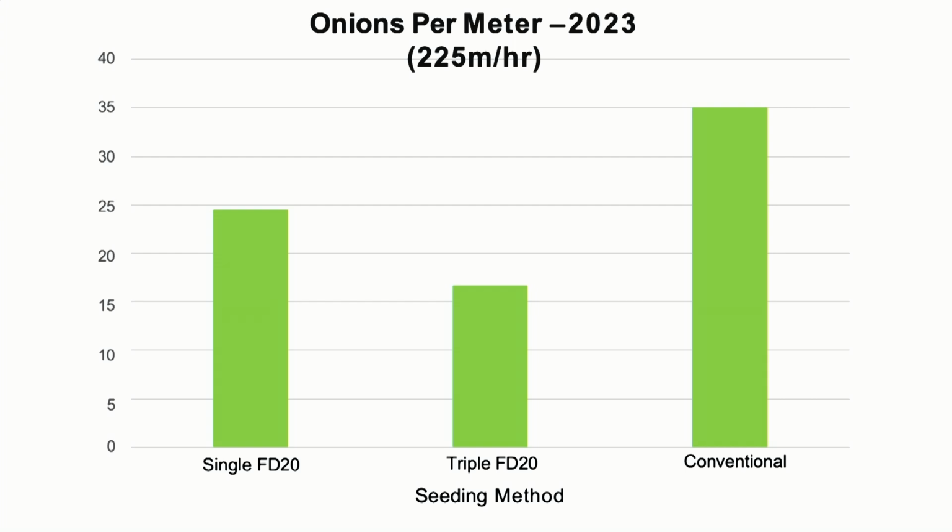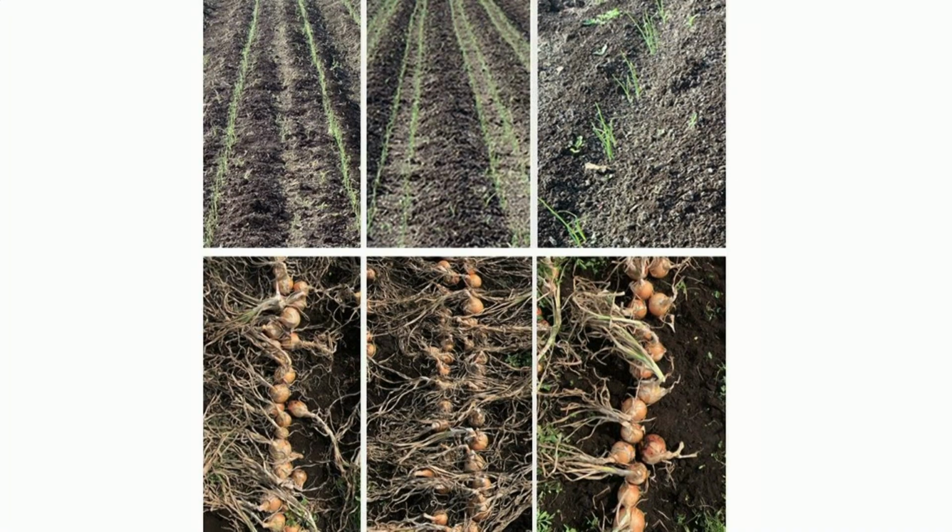When the onions came up that first year, it still had to make up a lot compared to the conventional. We were a little disappointed that our stand wasn't a bit better, but we were pleasantly surprised when it came to yield. In that organic soil, the onions can kind of push around and fill out the space.